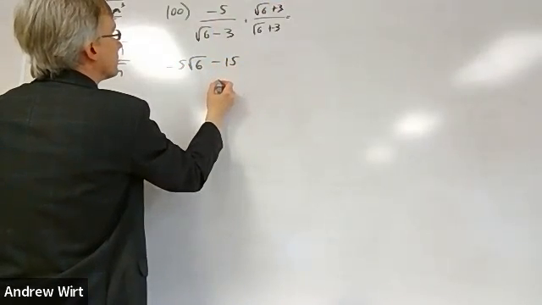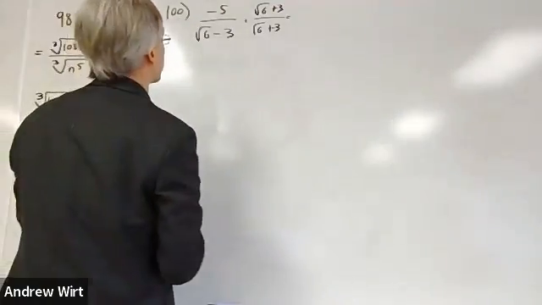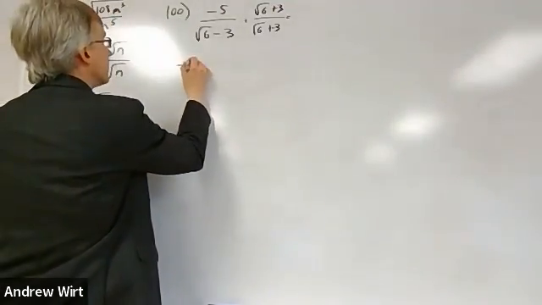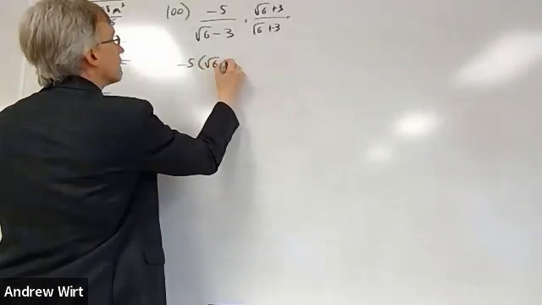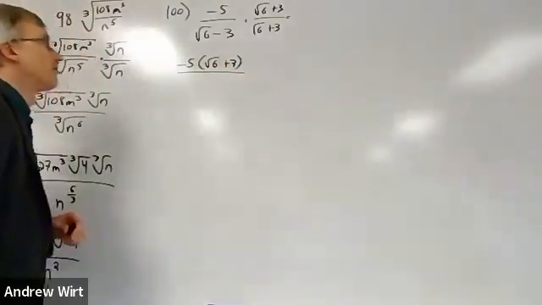Should I have done that? No, I should have done it. Let's not do that. Let's leave it in factored form. That'll make it easier to see if we're going to be able to simplify later. So leave it in factored form.